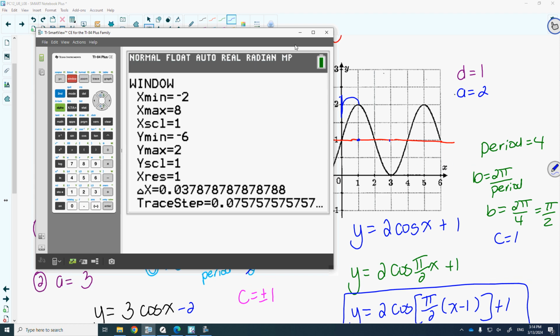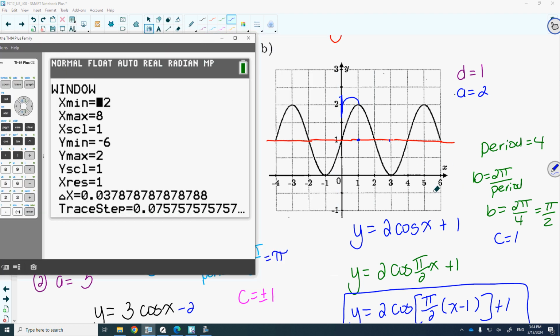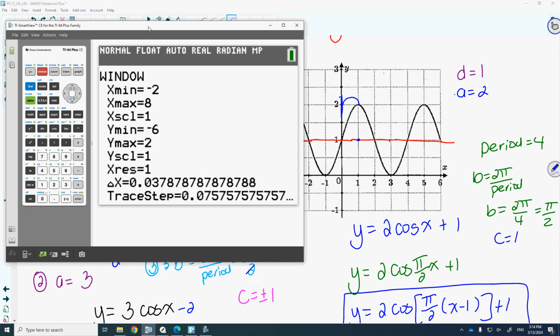For my window, this window is going to go from minus 4 to 6, and from negative 1 to 3. The scale going up, it's actually going up by 0.5.